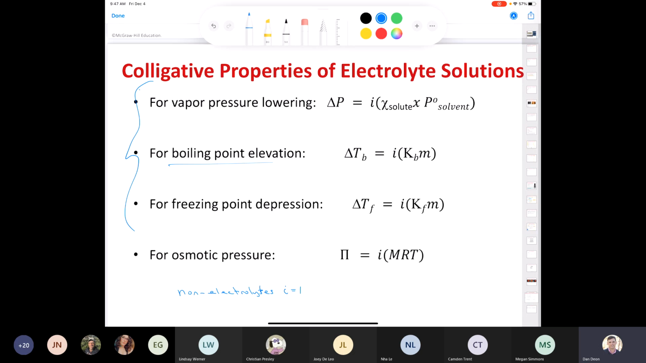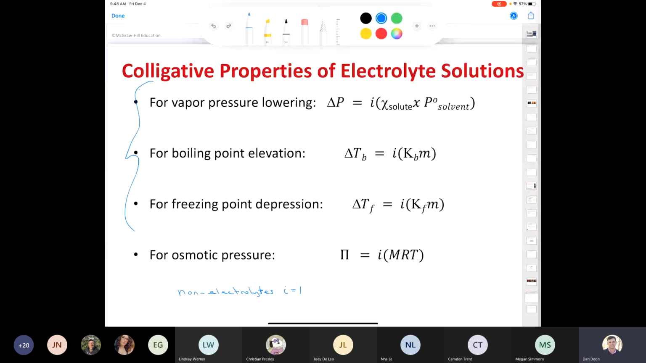What about the boiling point elevation? The same kind of rationale. We said, well, in order for a liquid to boil, that means the particles at the surface have to have enough kinetic energy, and then they escape from the liquid to the gas phase. If I have more particles at the surface, that's going to prevent the molecules or particles from being converted from a liquid to a gas.